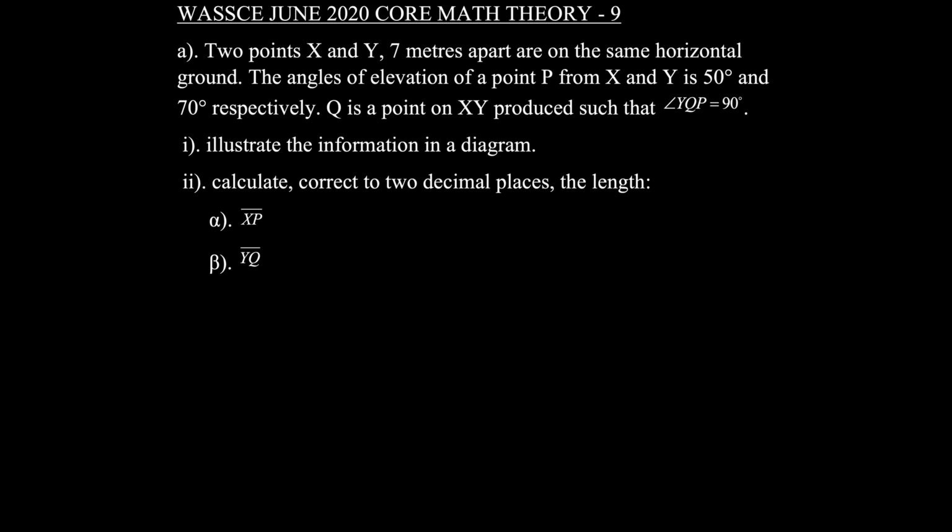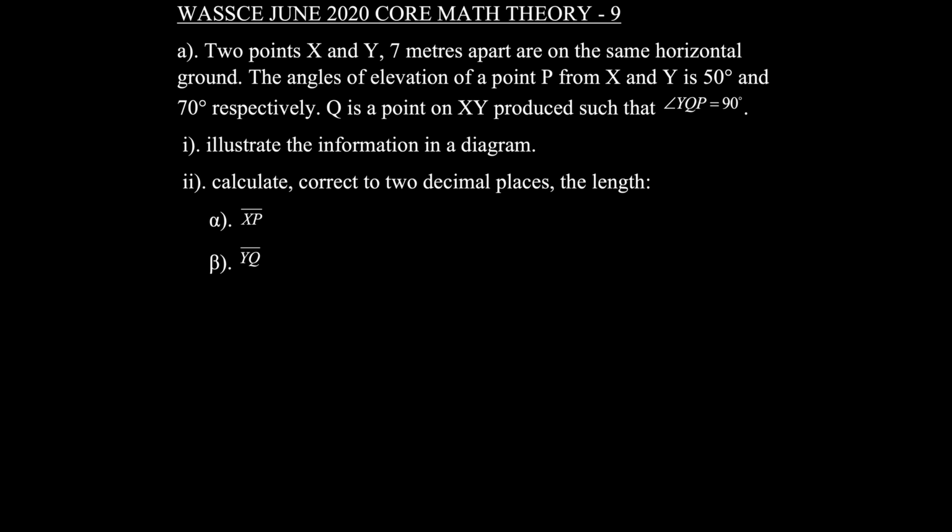Two points X and Y, 7 meters apart, are on the same horizontal ground. The angles of elevation of a point P from X and Y are 50 and 70 degrees respectively. Q is a point on XY produced such that the angle YQP is equal to 90 degrees.